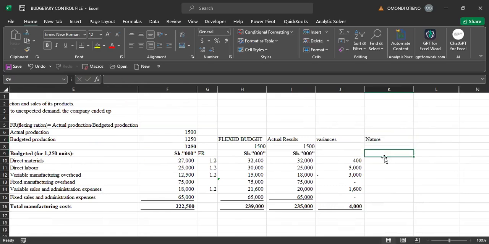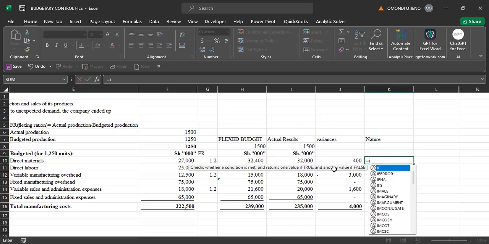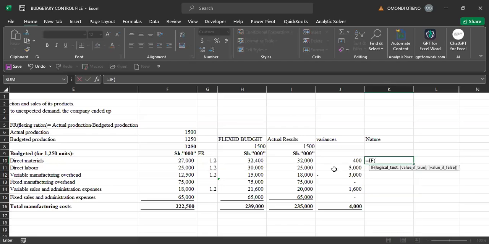So they're telling us, using the knowledge that you learned in Advanced Excel, please tell us whether this one is favorable or adverse. So you come here and type equal to IF, right? We are now applying Excel. That's the logical function they were referring to.